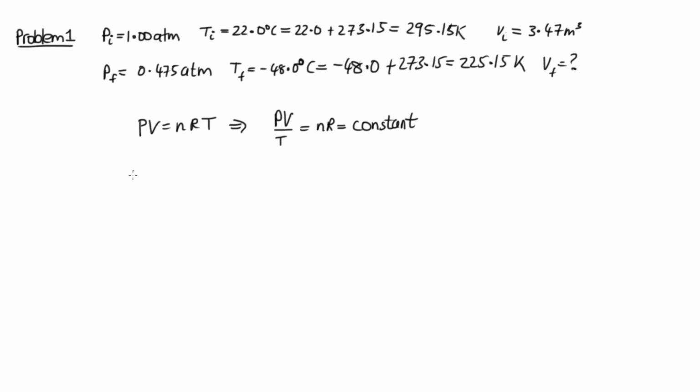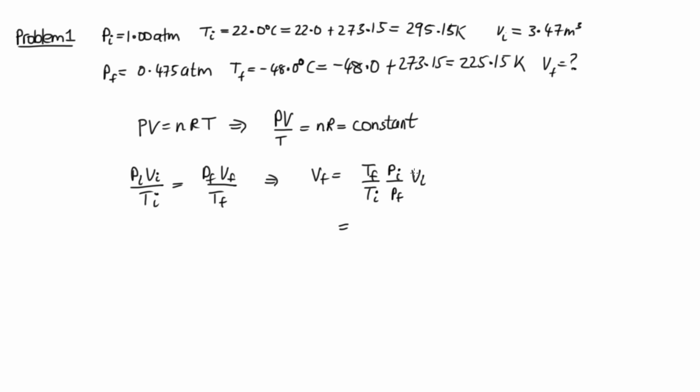So because that's constant, we've got the initial pressure times the initial volume over the initial temperature is equal to the final pressure times the final volume over the final temperature. And we're trying to get the final volume, so the final volume is equal to the final temperature over the initial temperature times the initial pressure over the final pressure times the initial volume.